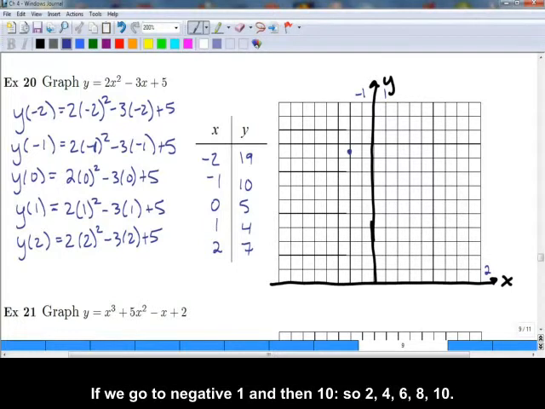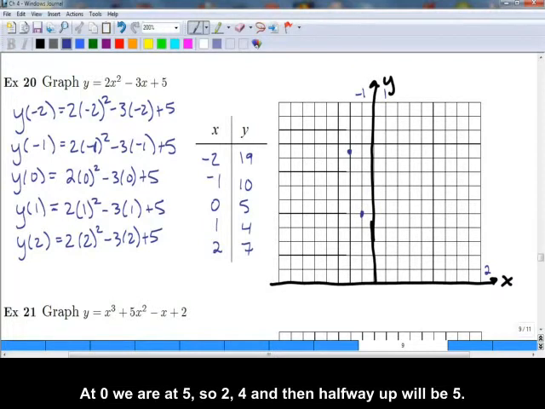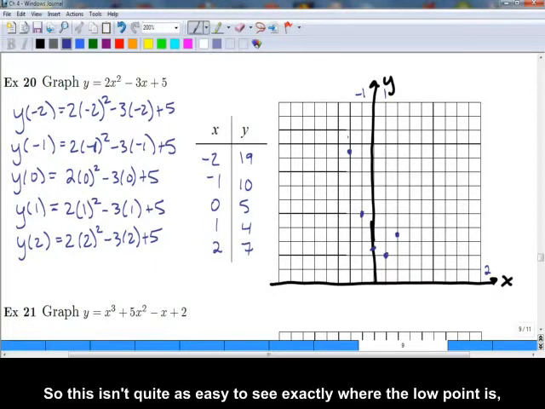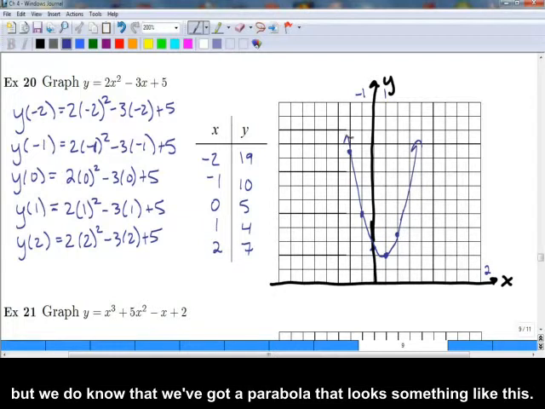If we go to -1 and then 10, so 2, 4, 6, 8, 10. At 0, we are at 5, so 2, 4, and then halfway up will be 5. At 1 we're at 4, so 2, 4, and at 2 we are at 7, so 2, 4, 6, and 7. So this isn't quite as easy to see exactly where the low point is, but we do know that we've got a parabola that looks something like this.